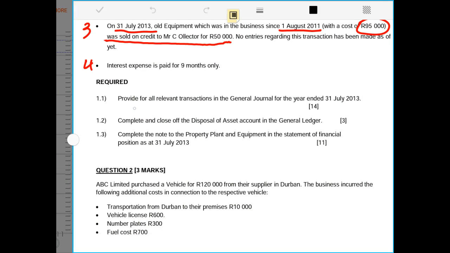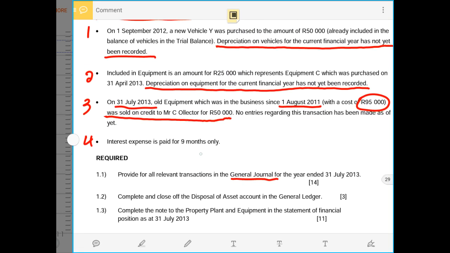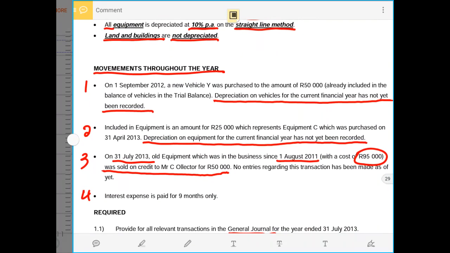1.1 says we must provide for all relevant transactions. That means for all the transactions that are above, for all relevant transactions in the general journal for the year ended 31st of July 2013. So now we are required to do all the relevant general journal entries.